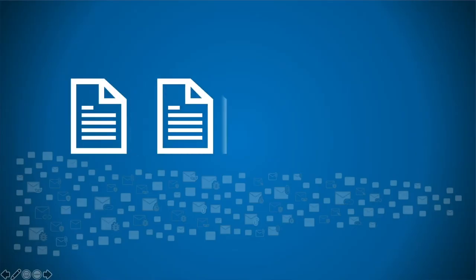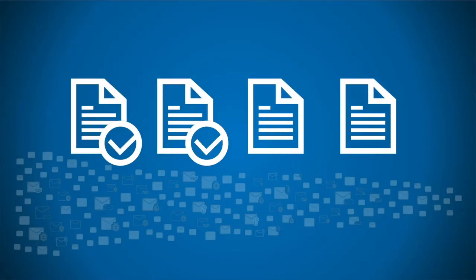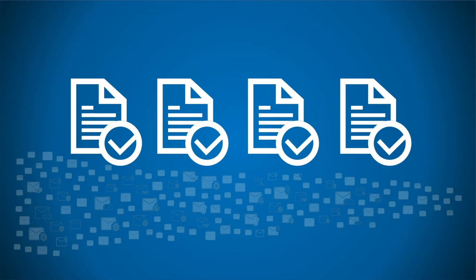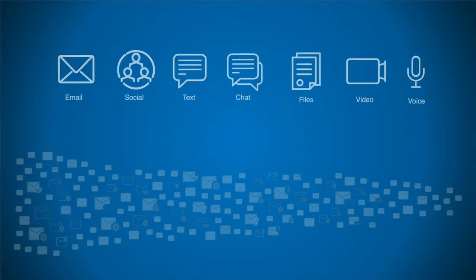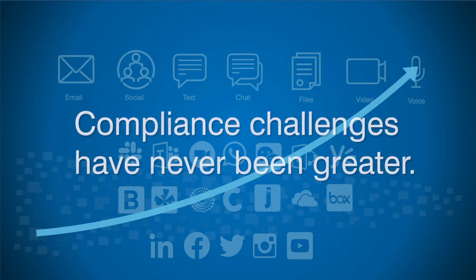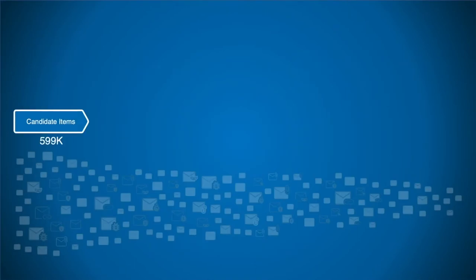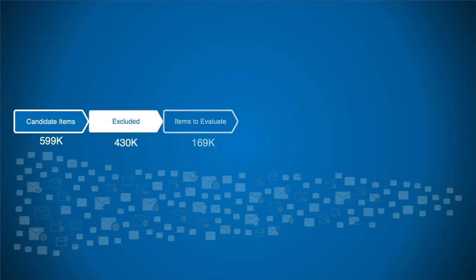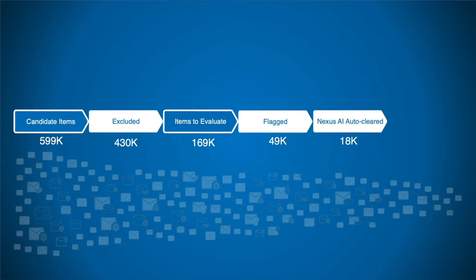As a regulated firm, you have an obligation to proactively supervise communications to ensure that they're compliant. But with a growing set of data types coming from an ever-expanding set of sources and with growing volumes that need to be reviewed, the compliance challenges have never been greater. Proofpoint Intelligent Supervision provides a rich engine to identify low-value items to exclude from evaluation, as well as flag items that may be problematic. NexusAI for Compliance adds another tier of logic and automation to make this even more efficient.